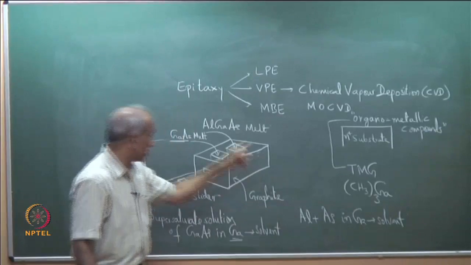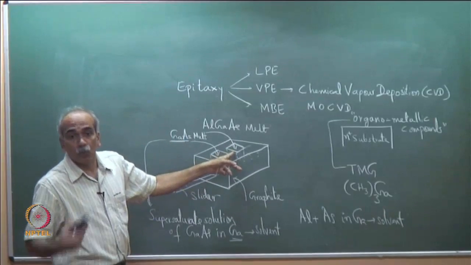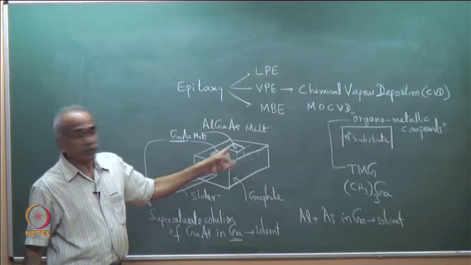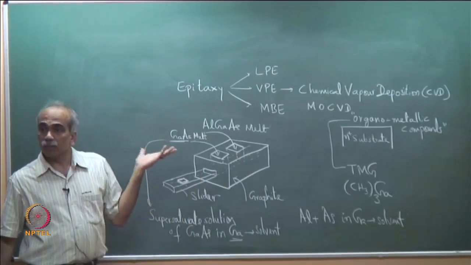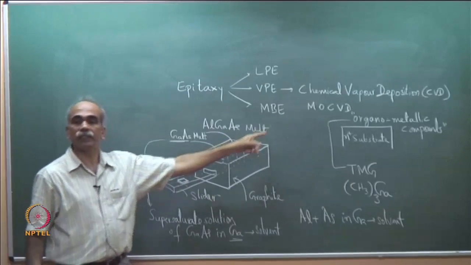Molten, this is melt. Melt means it is a molten solid, in this case metal. Aluminum, arsenic, gallium are all metal, molten, that is why melt.